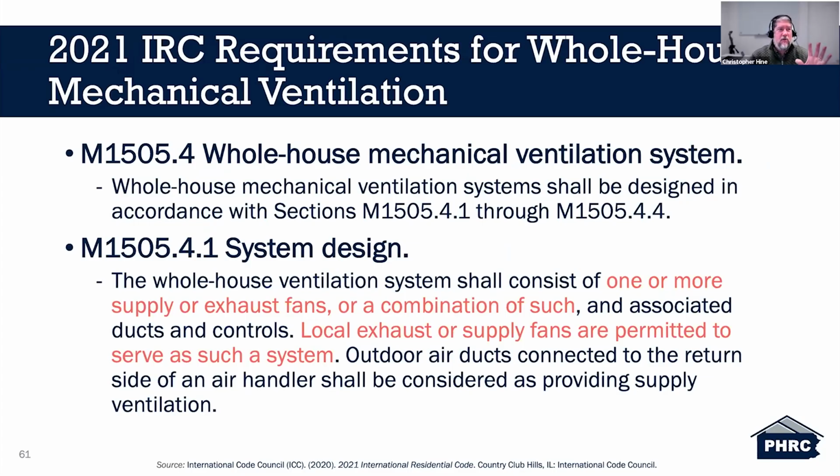And for all of us code geeks, this is the only code language that I'm going to share today, and it's in regard to the 2021 IRC requirements for whole house mechanical ventilation. It states that mechanical ventilation has to happen based on sections M1505.4.1 through M1505.4.4, but I'm going to focus on this specific provision, M1505.4.1, which is system design. It says that the whole house ventilation system shall consist of one or more supply or exhaust fans, or a combination of such. Local exhaust or supply fans are permitted to serve as such systems.